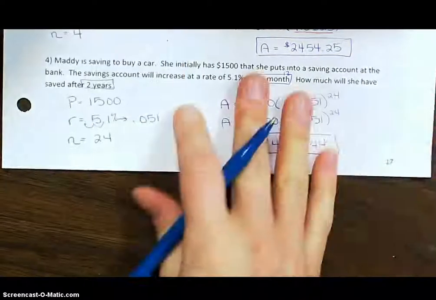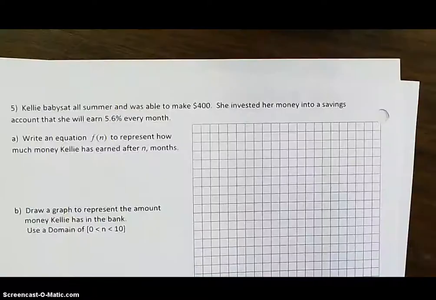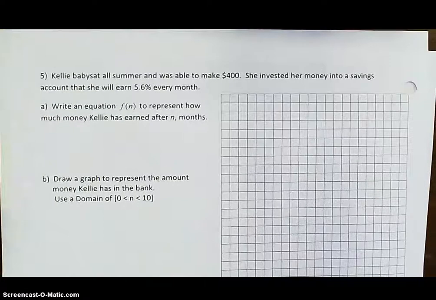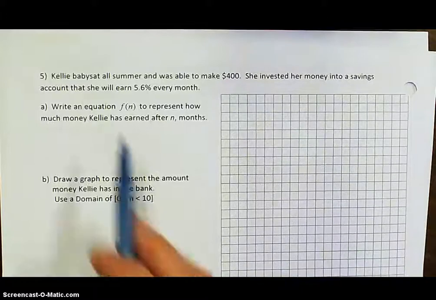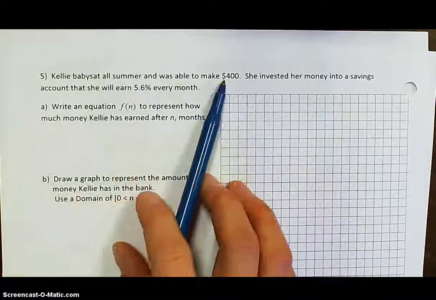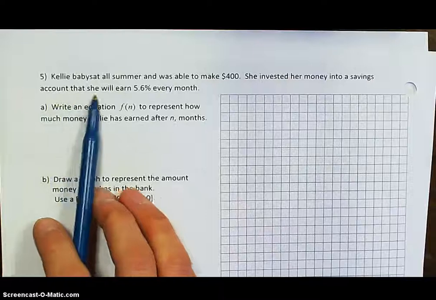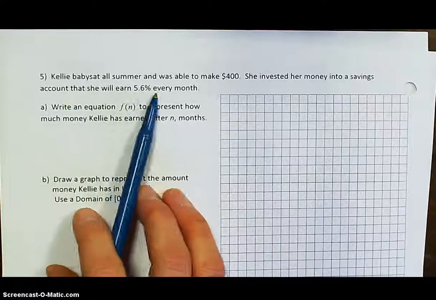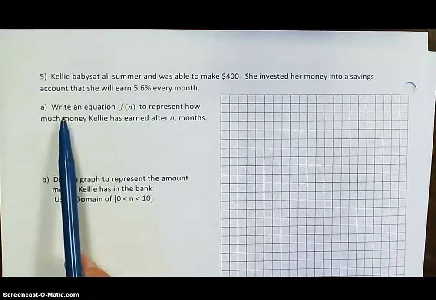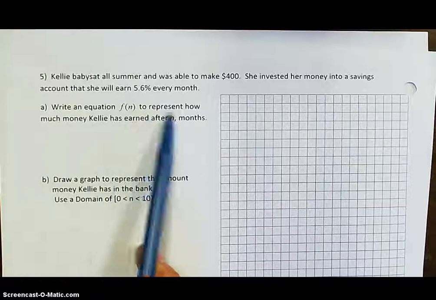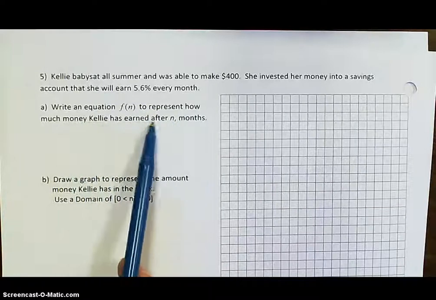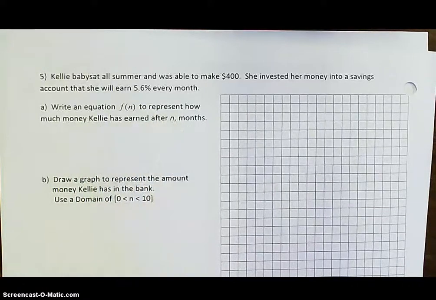All right, let's go ahead. We're going to flip over one. All right, so let's take a look at this one where we're going to combine our compound interest with our graphing. So Kelly babysat all summer and was able to make $400. She invested her money into a savings account that she will earn 5.6% every month. Write an equation f of n to represent how much money Kelly has earned after n months.